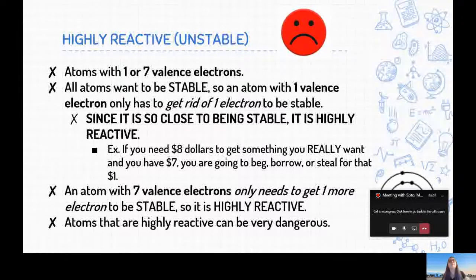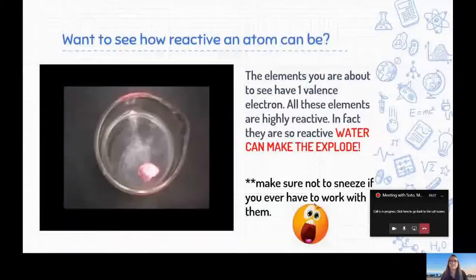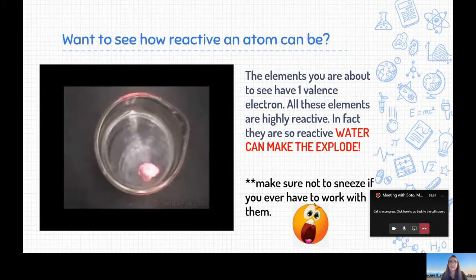So when you have 1 or 7, they are extremely reactive. So it's either really far away or it's really, really close and they can taste that 8th electron, but it's not there. And so they're also very highly reactive. Highly reactive also means extremely dangerous. So we're going to talk about just how reactive an atom can be.